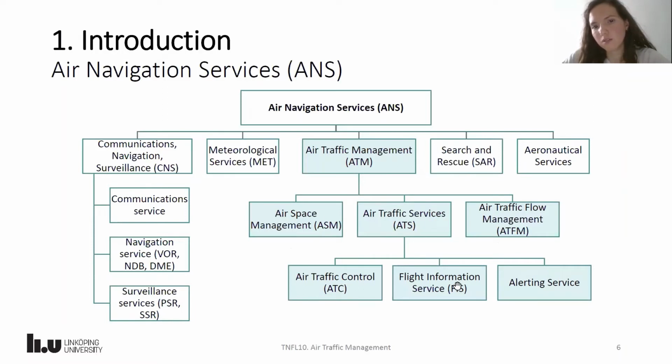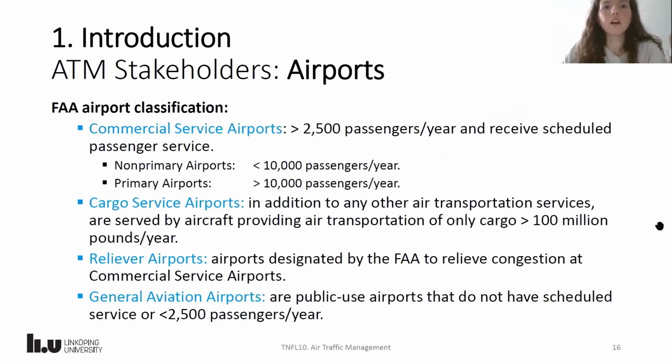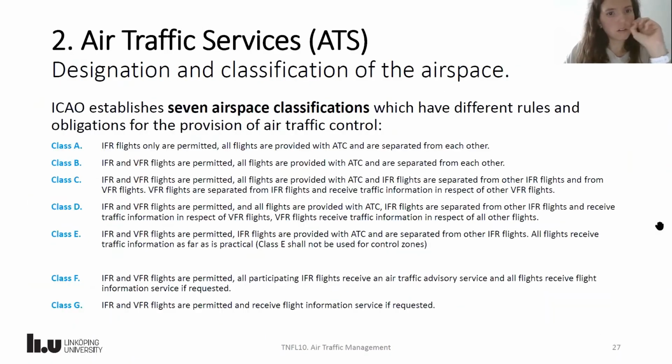We have the flight information service and the alerting service, which are always provided in a flight information region. And then we have the air traffic control, which is provided in control zones and control areas, and also around control aerodromes. So now we're going to talk about the flight information service, what the purpose of this service is and basically what it does.